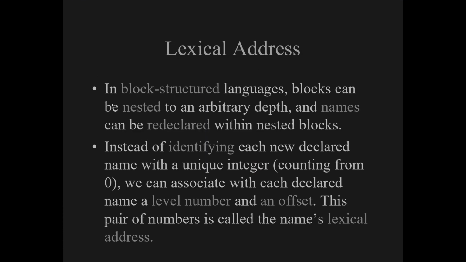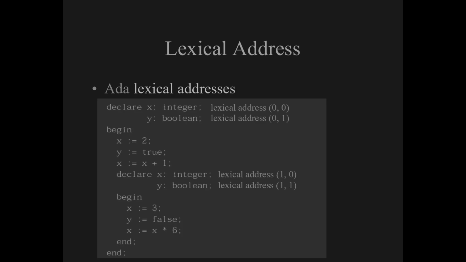Now, in block-structured languages, blocks can be nested to an arbitrary depth, and names can be redeclared within nested blocks. Instead of identifying each newly declared name with a unique integer counting from 0, we can associate with each declared name a level number and an offset. This pair of numbers is called the name's lexical address. Let's see if there's an example. Okay, I honestly don't remember this from the lecture, but anyways.